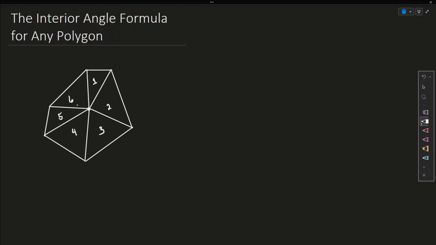We also know that each triangle has an angle sum of 180 degrees. So all triangles in this particular picture will be 6 times 180 degrees, or 1080 degrees in all 6 of our triangles.